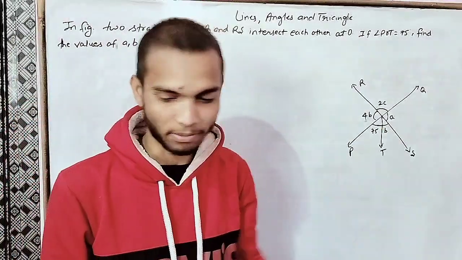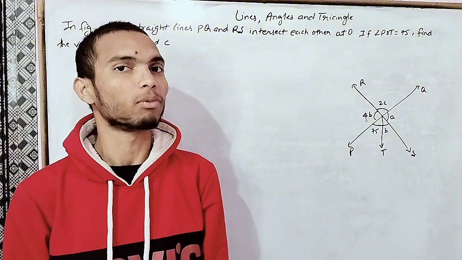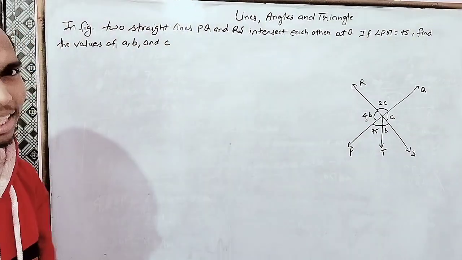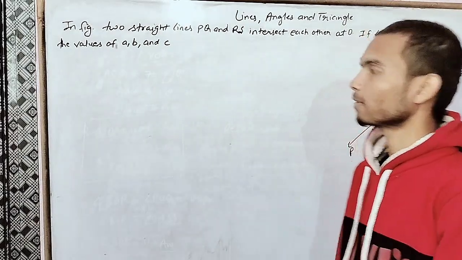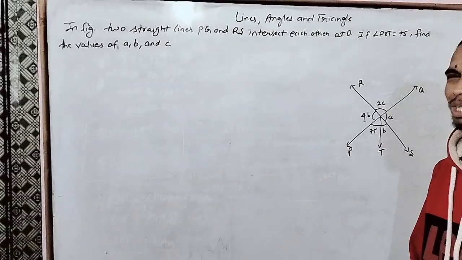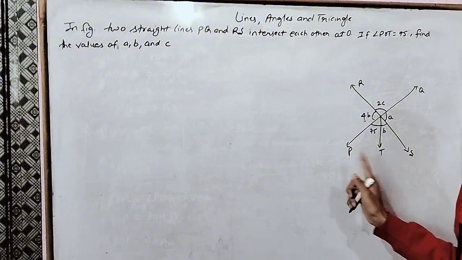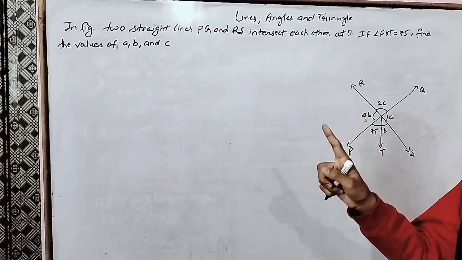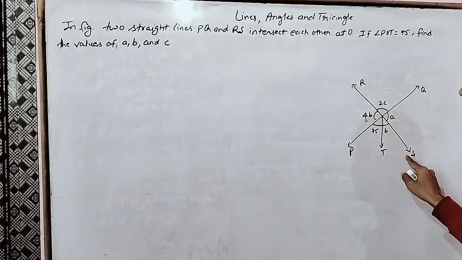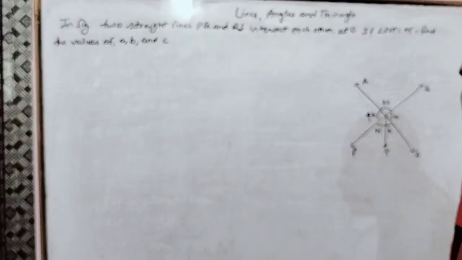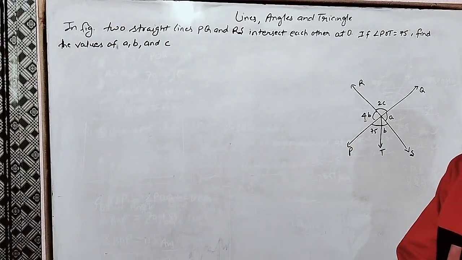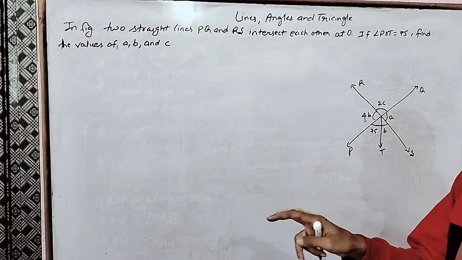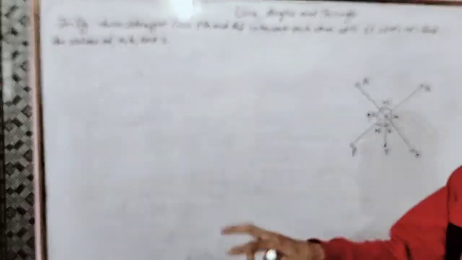Now we have a question with a diagram. We have to find out the value of A, B, and C. First of all, we need to understand the question. What is the question saying? In the given figure we have two straight lines, the first straight line and the second straight line, which intersect each other.